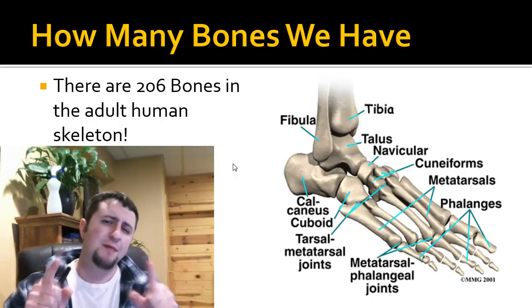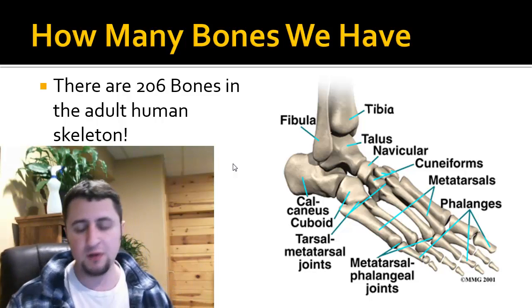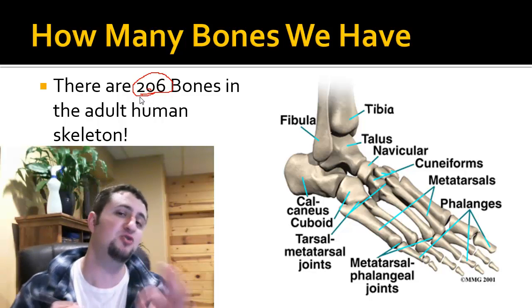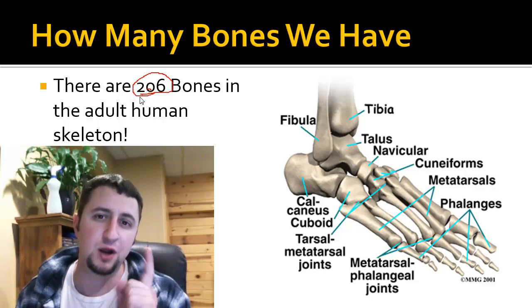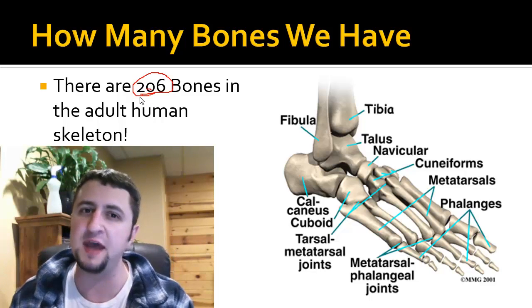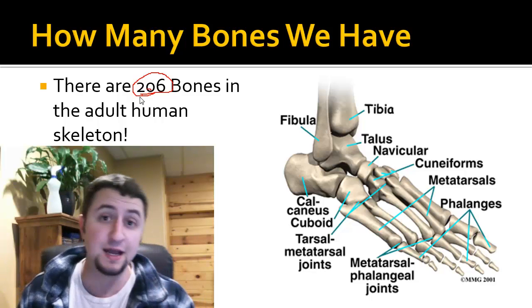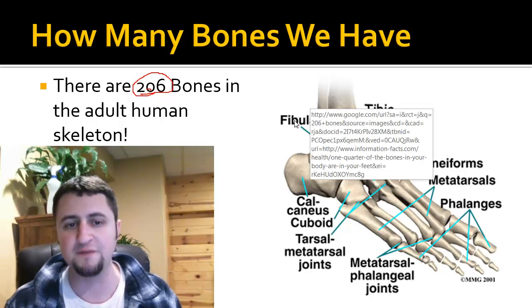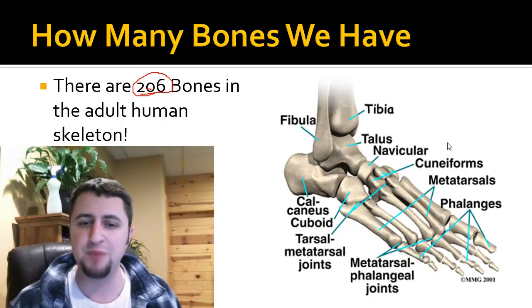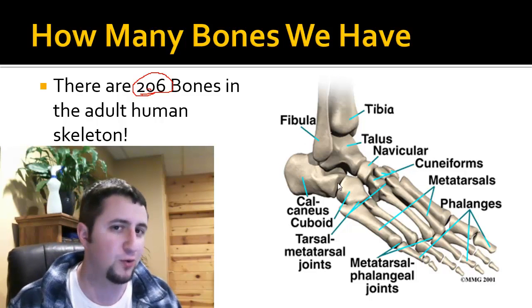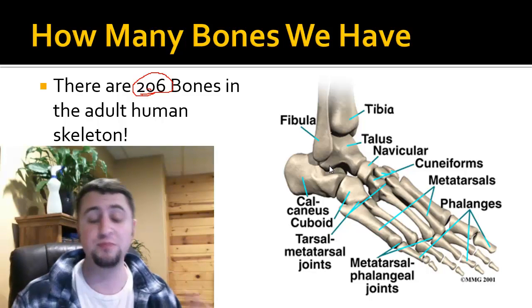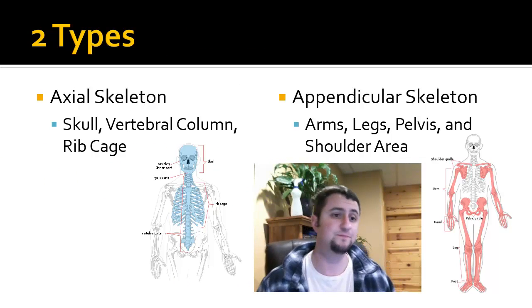Now, how many bones do we have? There are 206 bones in the entire human body. In this unit, we are going to memorize all 206. Just kidding. We're not going to memorize that many. But it's actually pretty crazy. If you look over here at a foot, look at how many bones are just in the foot alone. That's a lot of bones. There are 206 total bones in the adult human skeleton.